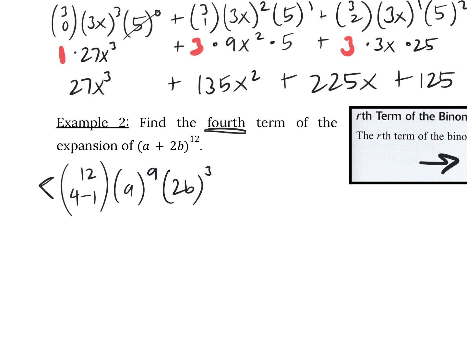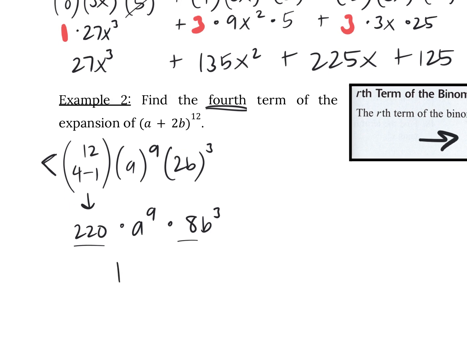And then we just have to simplify this. This is 12 choose 3. So on our calculator, if I do that, I get 220 times a to the 9th times 2b to the third, which would be the same thing as 8b to the third. And so your final simplified answer, 220 times 8, gives you 1760 a to the 9th b cubed.